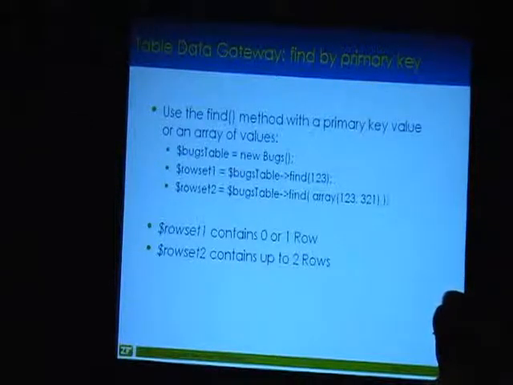Unless there are no rows in the database table corresponding to the values you give. So in this case, I say that row set 1 in the example is 0 or 1 row. You may have asked for a row that doesn't exist. What it gives you back as a return value of the find method is an instance of that row set object. And since you can treat it like an array, you can use functions like count on it.